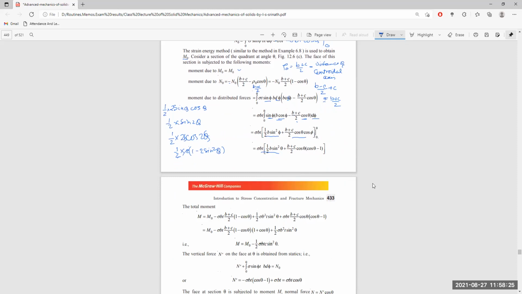The total moment we have to add together, M0 is like this, and we have to subtract the value of M as well as the value of this moment due to N. We are subtracting this because it is in the opposite direction and represented by minus N0 itself. And here we have the moment due to this distributed force, which we are again adding from here to here itself.